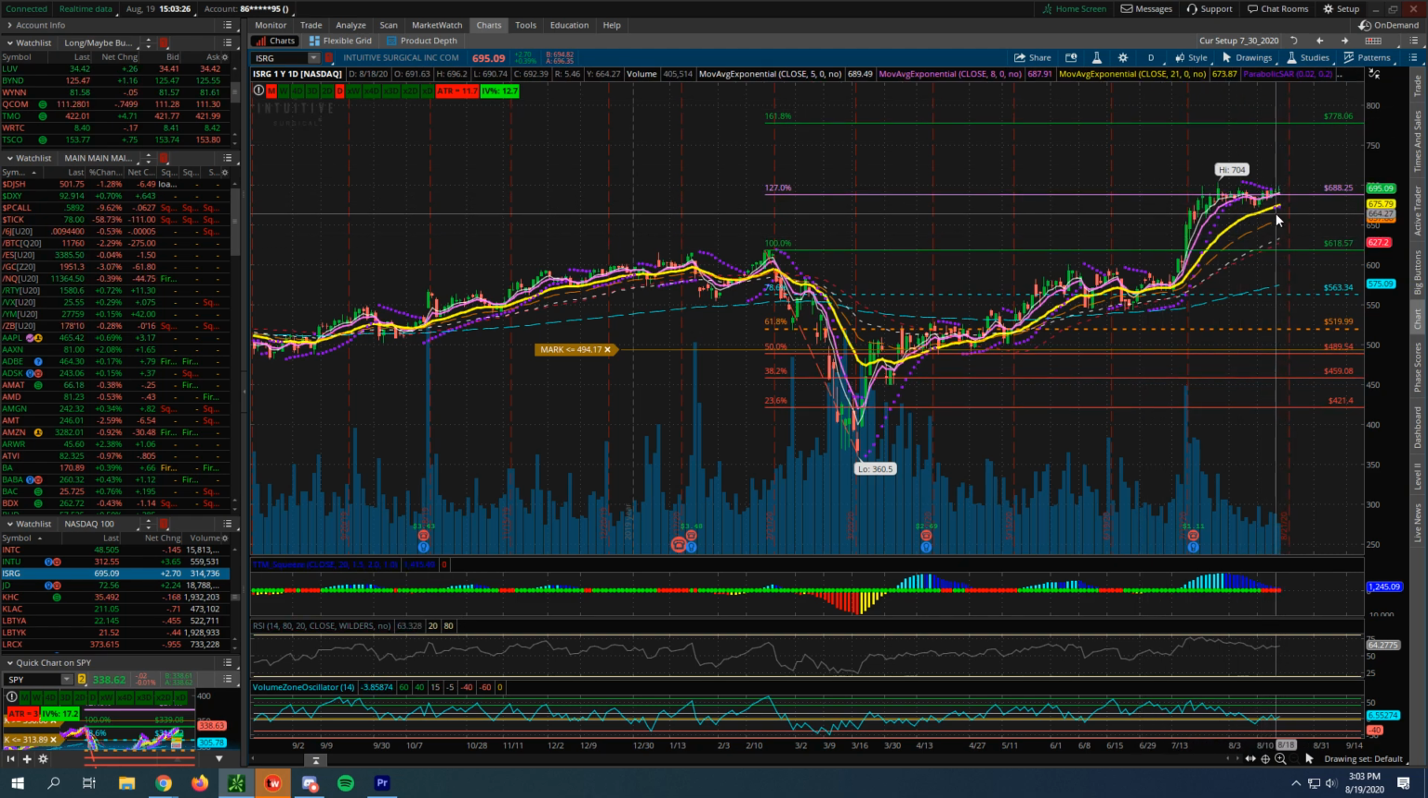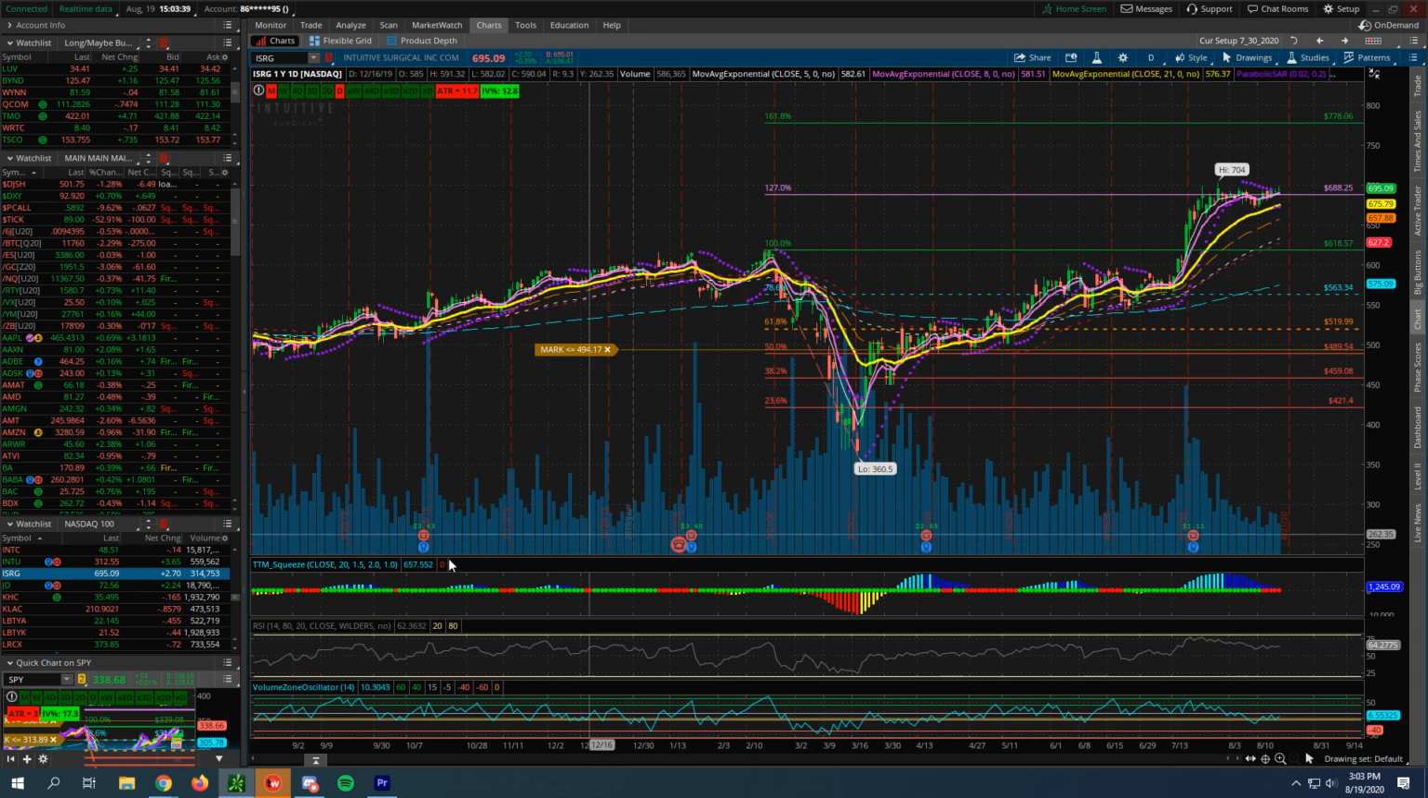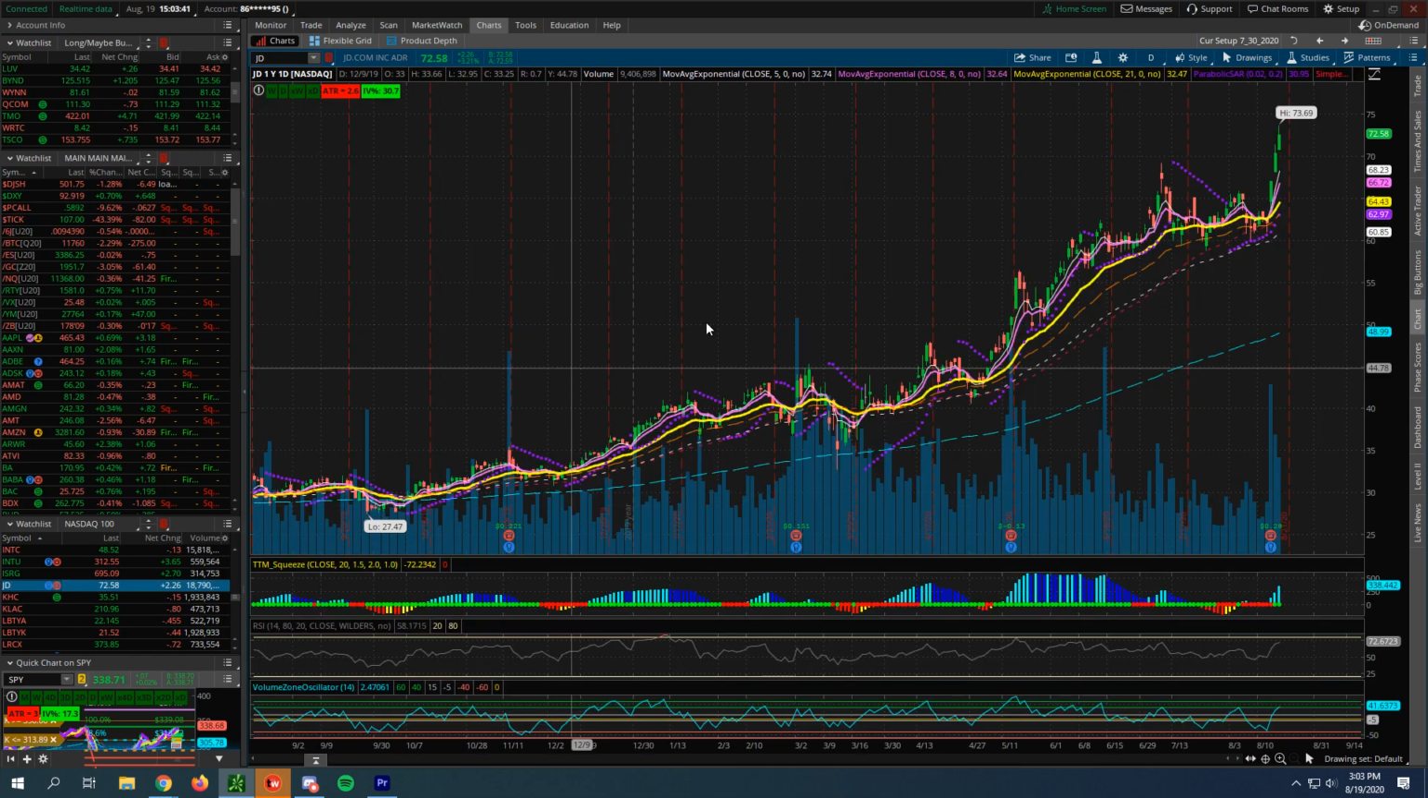Downside support's really going to come in around the 34, but again, being somewhat of a, not a pharmaceutical stock, but a medical stock, if they do post bad numbers, we could see a significant drop, even down to the 200 EMA, which is around 577.